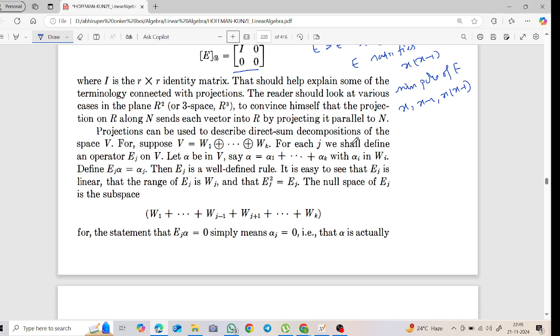Projections can be used to describe direct sum decompositions of the vector space. Suppose V is the direct sum of W1 through Wk. For each j we define the projection Ej on V such that alpha maps to alpha j, with alpha i belonging to Wi. So they are sending alpha to the jth component. Clearly Ej squared is Ej, and you can also see the null space of Ej is W1 direct sum up to Wj minus 1, direct sum Wj plus 1, up to Wk.